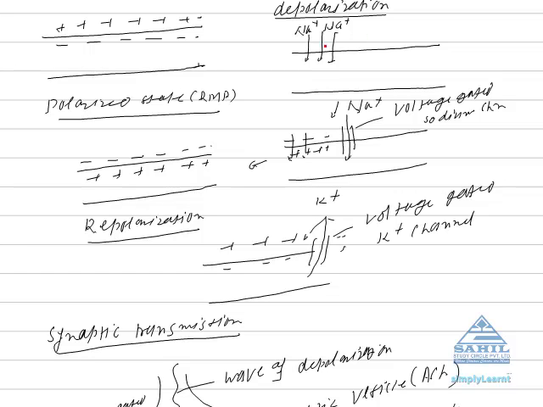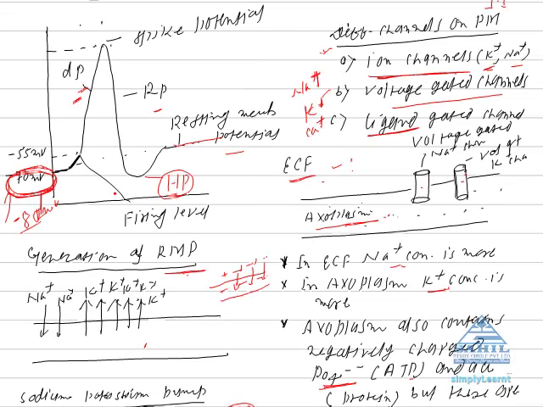Now sodium starts moving inside. Due to movement of sodium ions from outside to inside, it leads to accumulation of positively charged ions inside. It starts depolarization of the axon membrane. Due to depolarization, the potential difference, which was initially minus 70 millivolt, is increased. It goes up to minus 55 millivolt.